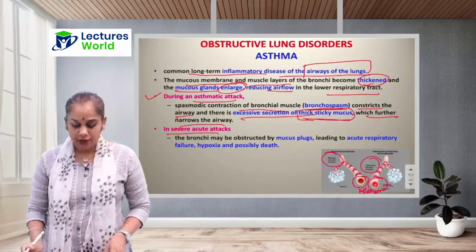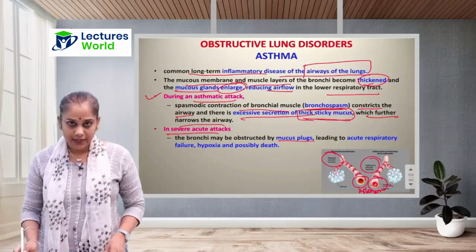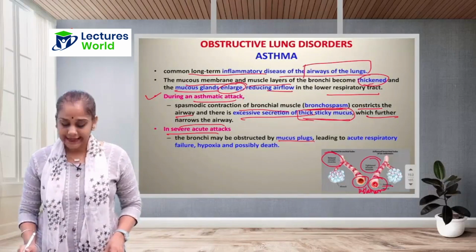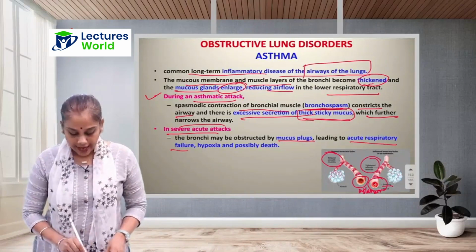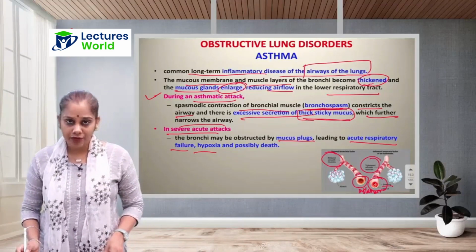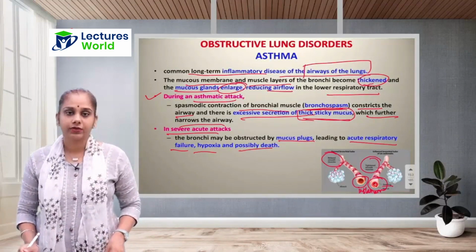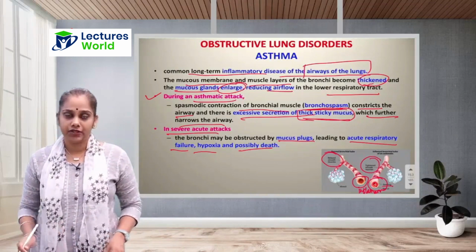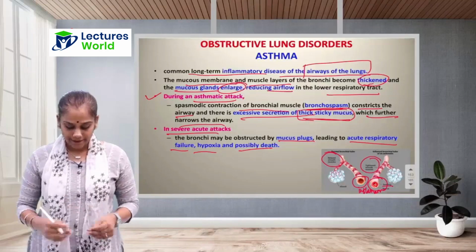In a severe acute attack, the bronchi may be obstructed by a mucus plug because of the increased mucus secretion, leading to acute respiratory failure and hypoxia. What is hypoxia? Less oxygen, and possibly death. So this is a chronic condition. Because of the asthmatic attack, the patient can die.